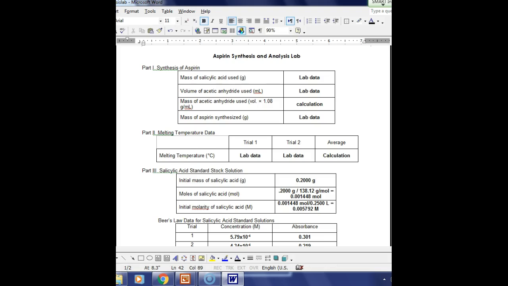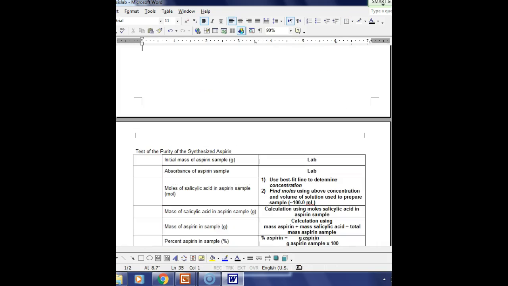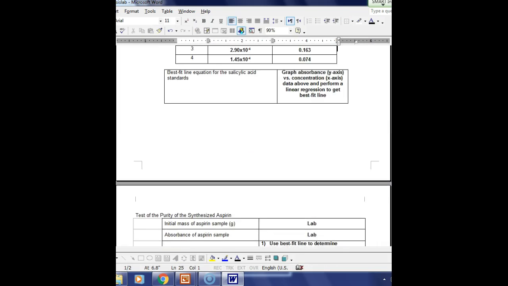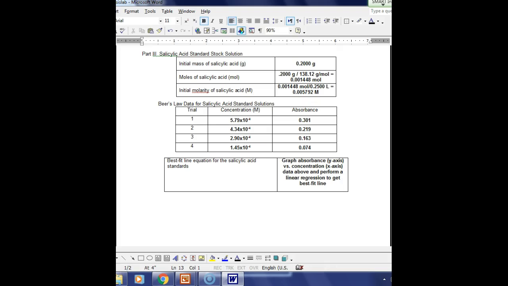Part 3 is the part that we did for the most part on Monday, and that's the part I want to make sure I talk a little bit more about, make sure that that's clear, because I think the first parts are. So the stock solution was one I made, so you do not have that information. I have typed in for you the amounts I used, the moles I used, and the molarity of the solution that I made.